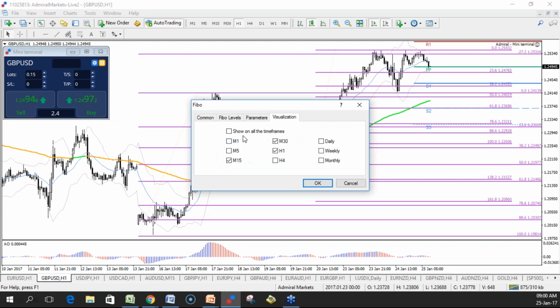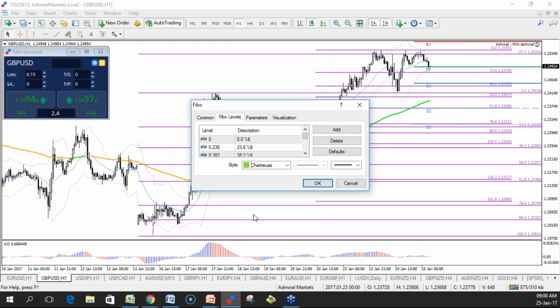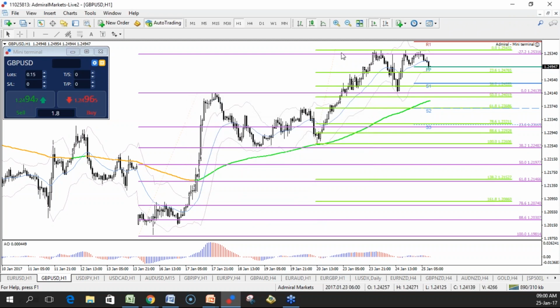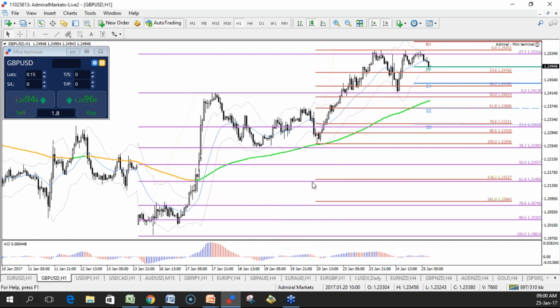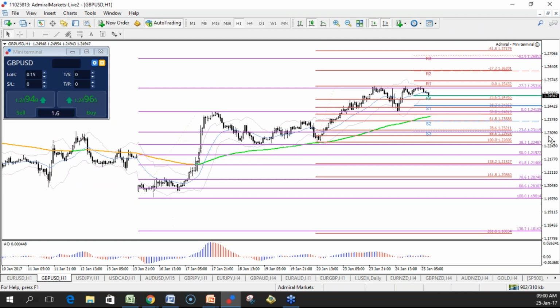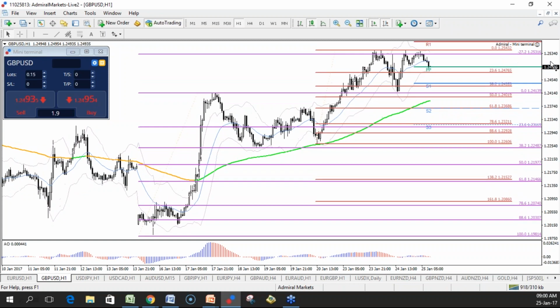Let me make that a distinct color. That's not so good, let me make it a different color here. That's a bit better. All right, so what do we see? If that is the case, we have confluence at around 126.80, 127.2, two minus 61.8 targets.